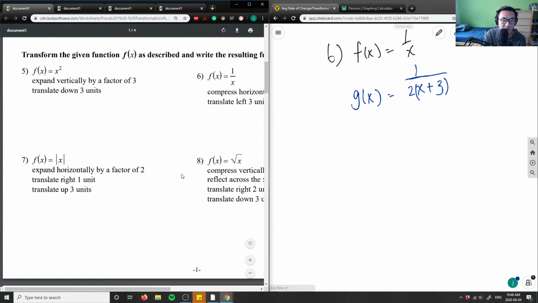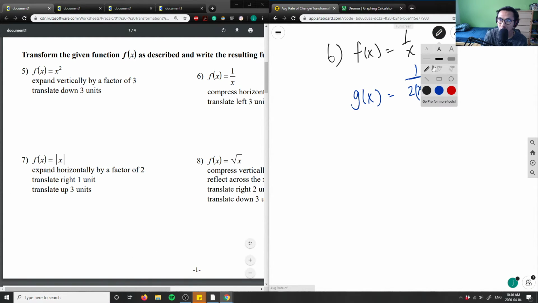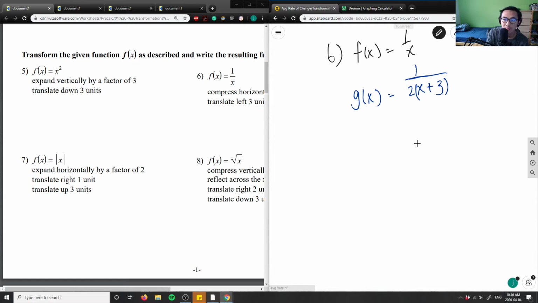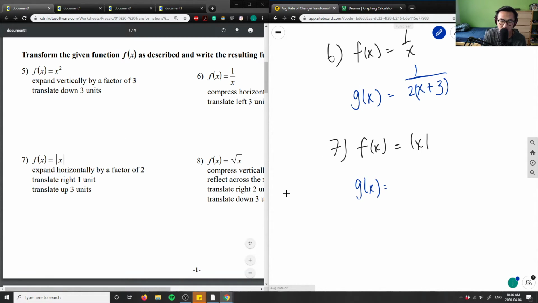So let's do number 7 and the 8, then we'll move on. So this is 7. f of x equals the absolute function of x. And then I want to get what is g of x? What does my transformed function say algebraically? There's 3 of them here. So let's go again.